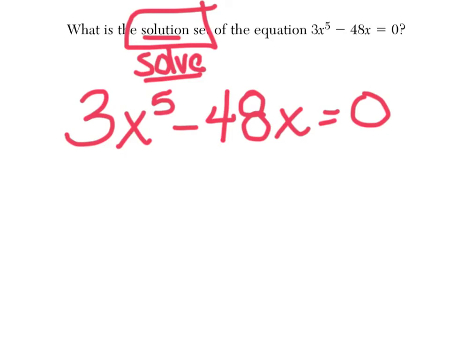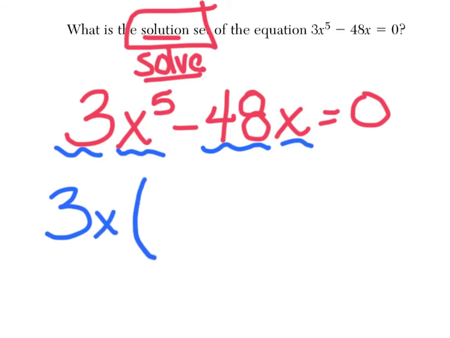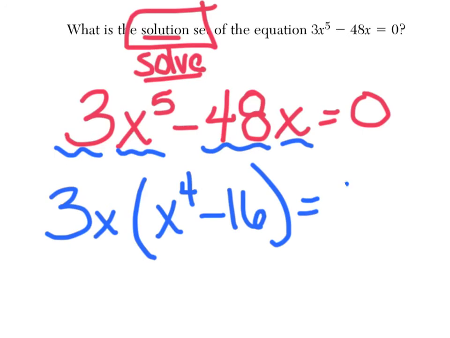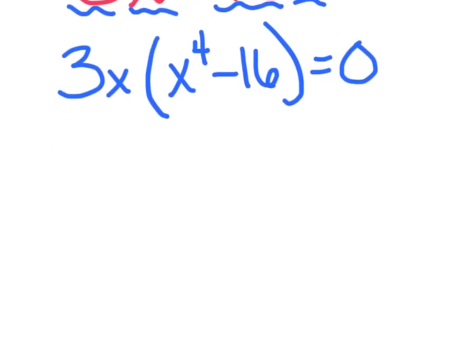Hopefully the word GCF is screaming out at you. 3 and 48, I can pull out a 3. x to the 5th and x, I can pull out an x. So I'm left with an x to the 4th minus 16. I think you would agree. Now, again, I don't think I'm factored completely yet, so I don't want to finish there.